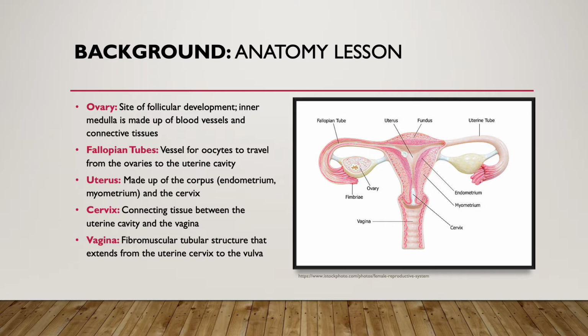The uterus, as we know, is the location at which fertilization and gestation occur between an egg and a sperm. From an anatomical perspective, the uterus can be viewed as two parts: the corpus, which has the endometrium and the myometrium layers, and the cervix. The cervix is located at the bottom of the uterus and is essentially connecting tissue between the uterine cavity and the vagina. Lastly, the vagina is shown at the bottom of this picture and is a fibromuscular structure that extends from the cervix to the vulva.